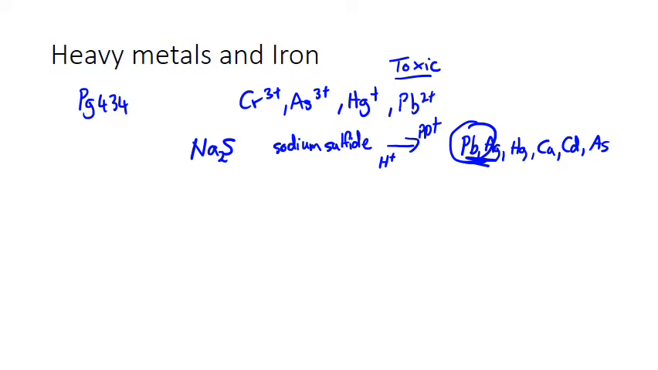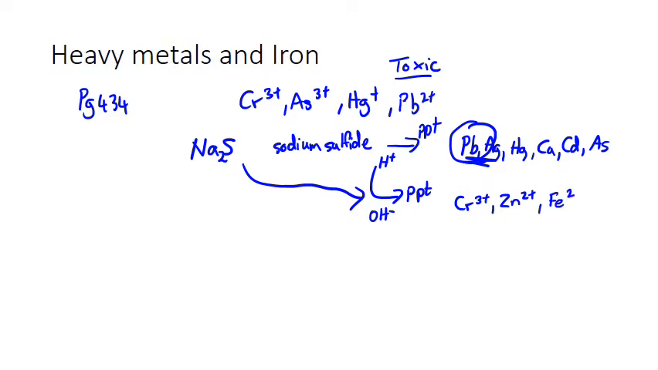If there's no precipitate, what we need to do then is make it alkaline. So we're going to add some base. And if we get a precipitate there, using the sodium sulfide still, then it could be chromium, could be zinc, could be iron 2 or iron 3 plus, it could be nickel, could be manganese, could be cobalt, could be aluminium.